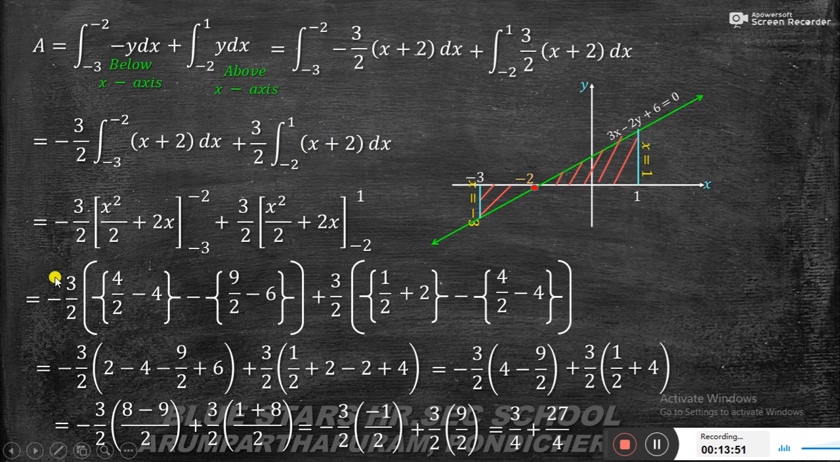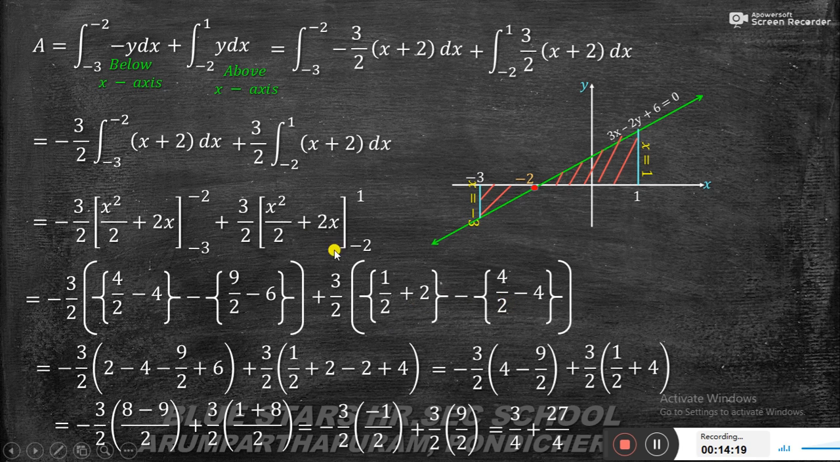So in the next step, minus 3 by 2, so now we substitute the upper limit, minus 2 whole square means 4 by 2 plus 2 into minus 2 minus 4. Minus, we substitute the lower limit, minus 3 whole square means 9 by 2 plus 2 into minus 3 minus 6. Plus next the upper limit 1, so 1 by 2 plus 2 into 1, 2. Minus next we substitute the lower limit, minus 2 whole square.